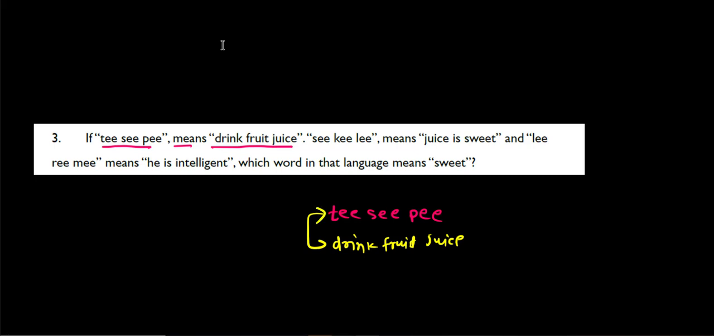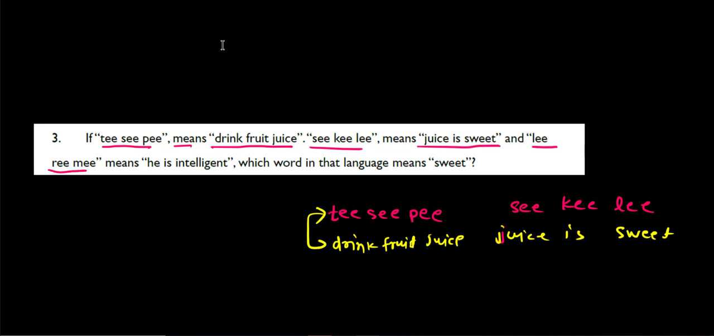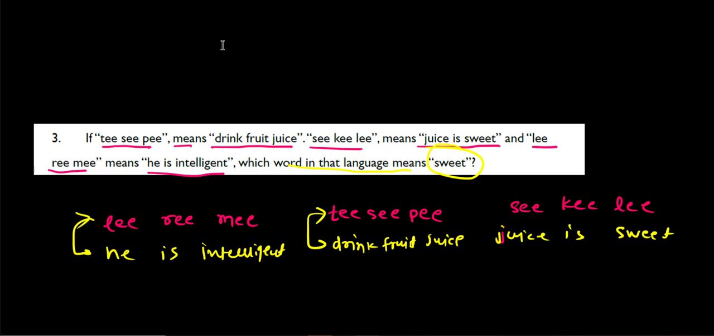Second, C ki li means juice is sweet. Let's write it. C ki li means juice is sweet. And you are also given li ri mi means he is intelligent. Let's write it here: li ri mi means he is intelligent. Now these are the three pairs you are given. Now you have to find the word meaning sweet in this manner.